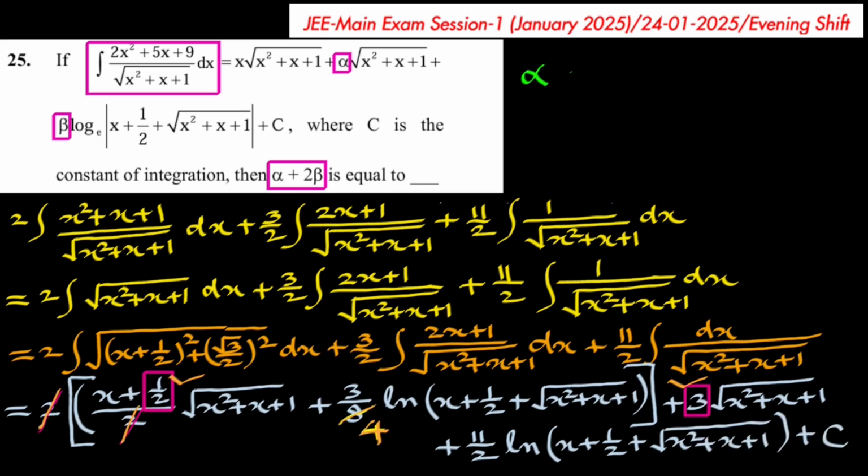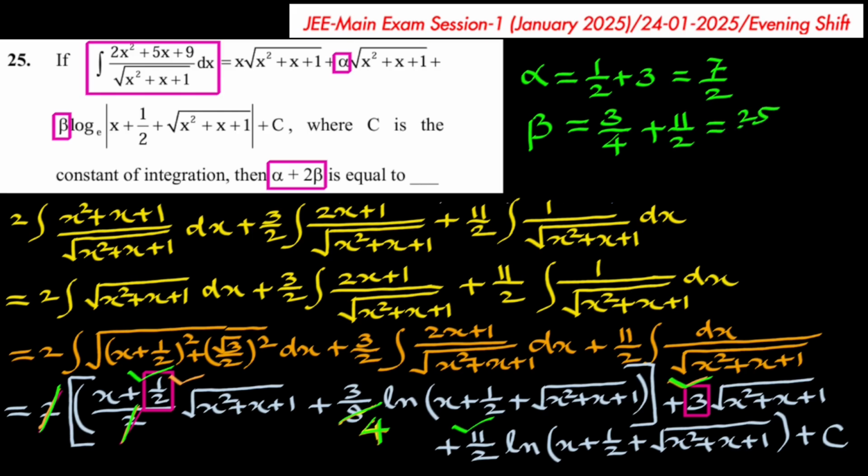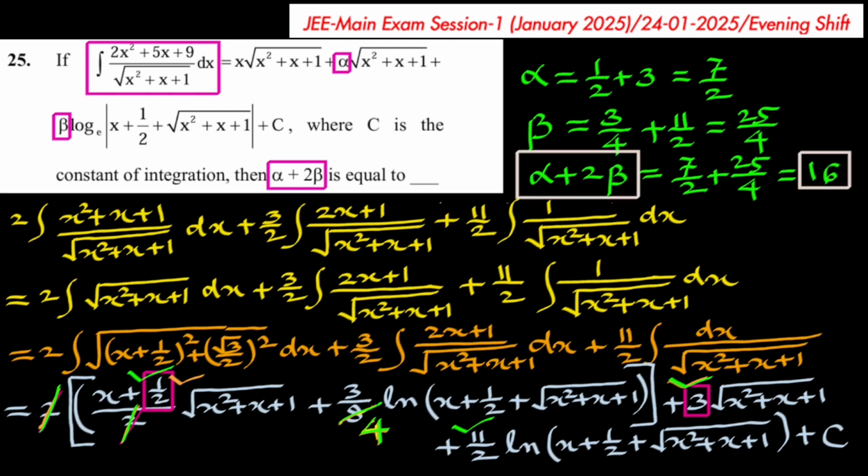Alpha can be obtained by cancelling these two and then adding this half and this 3, giving 7 upon 2, and beta can be obtained by cancelling this 8 and writing 4, 3 upon 4 plus this 11 upon 2, 25 upon 4. So the required value alpha plus 2 beta will be 7 upon 2 plus 25 upon 4, 32 upon 2, 16. So alpha plus 2 beta is 16.